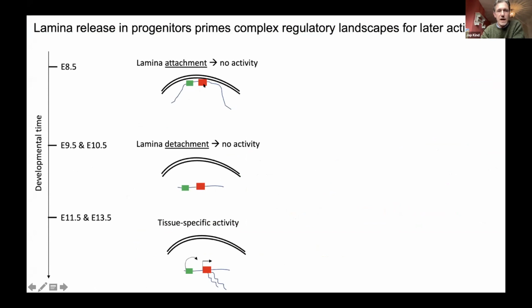We see at E8.5 that this important limb gene is associated with the lamina, but much prior to the activation of this gene, this region comes off the lamina, including its enhancer. So this is in fact a whole TAD coming off the lamina, including the enhancer landscape, but without corresponding activation of transcription. Only in the tissue where it's supposed to be transcribed do you see activity of this gene, and not in the other tissues where this region is also dislodged from the nuclear lamina.